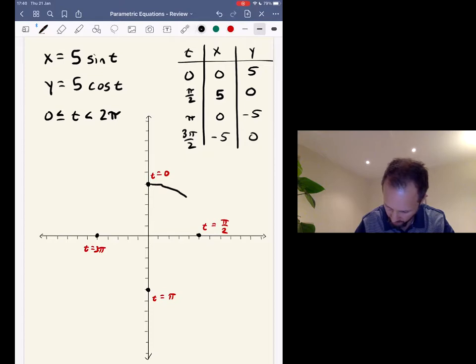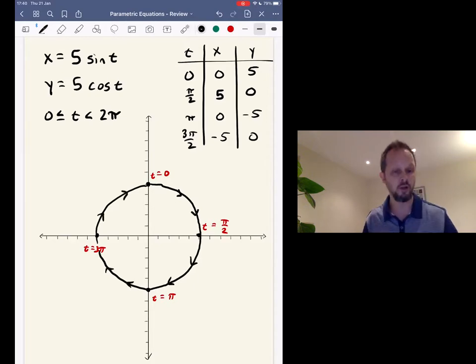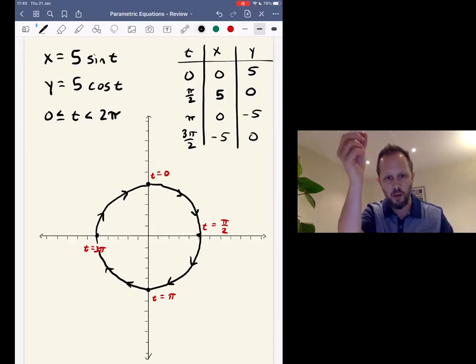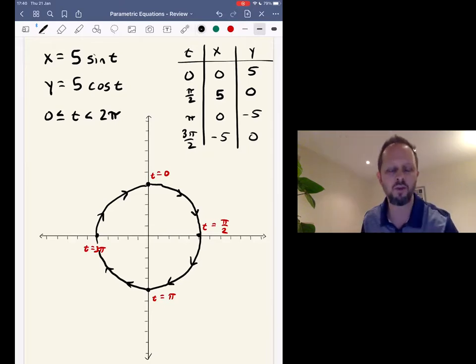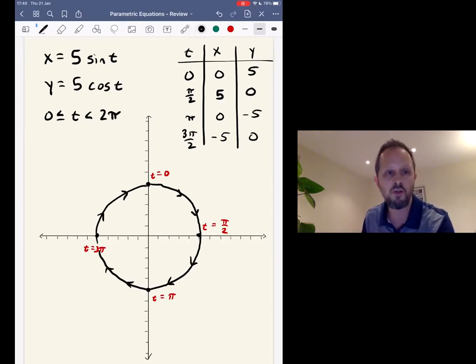And so the graph of this ends up looking roughly like this, which, you can probably guess, creates a circle, and it goes around like this. So this parametric equation, a pretty common one, ends up giving you a circle starting at the top and going clockwise until you get back around to the starting point. You could define t from 0 to 4 pi. You just go around the circle twice, okay?